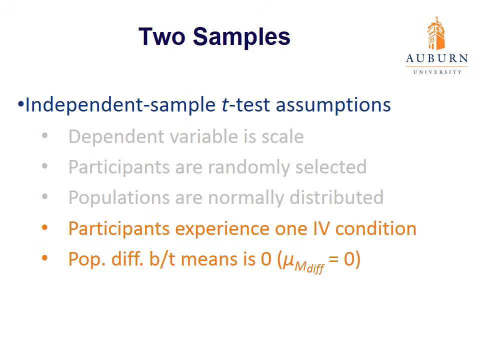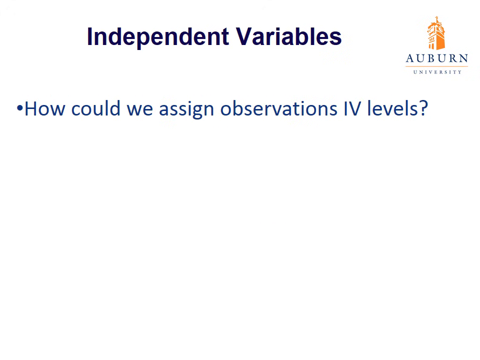Let's take a closer look at the last 2 assumptions. So the fourth assumption is that participants experience one level of the independent variable. Now we've talked about that already, as that our observations are independent across the samples, but there's another question that we need to answer. The question we need to answer is, how do we assign the observations to the levels of the independent variable? In other words, how do we determine which participants end up in which of the 2 samples, or which of the 2 groups?